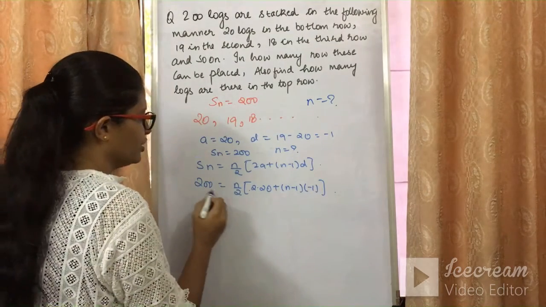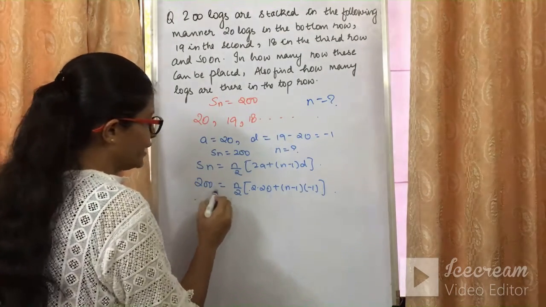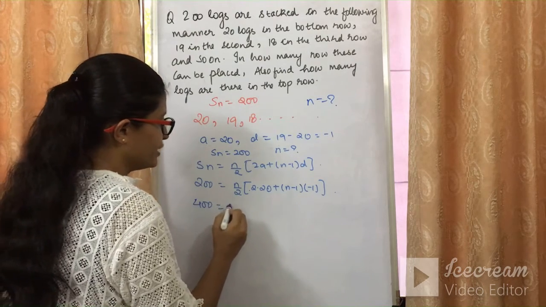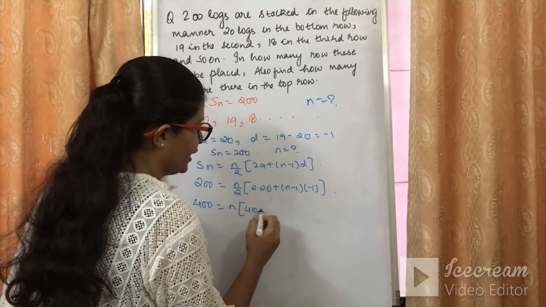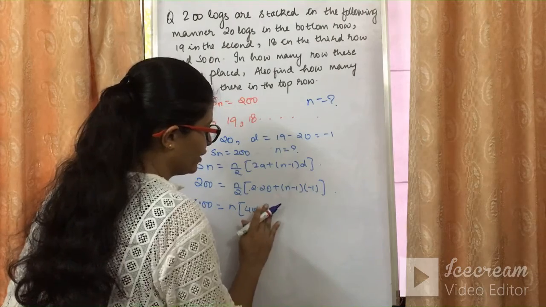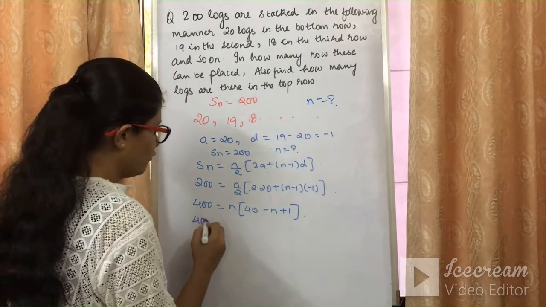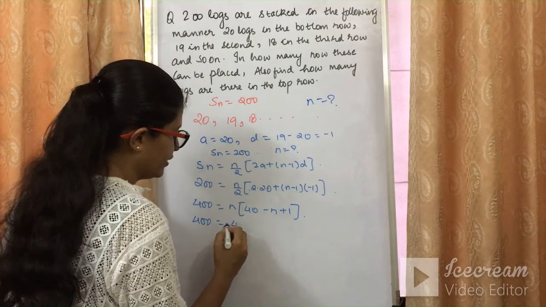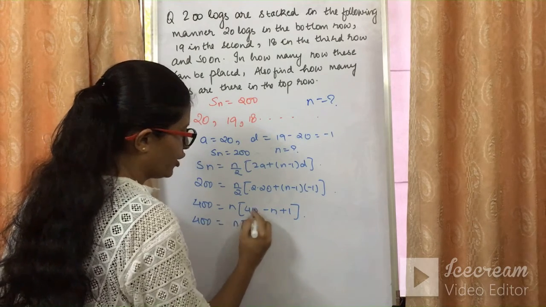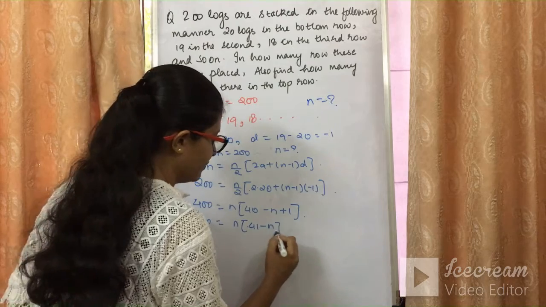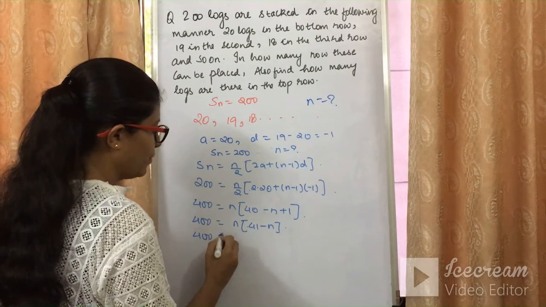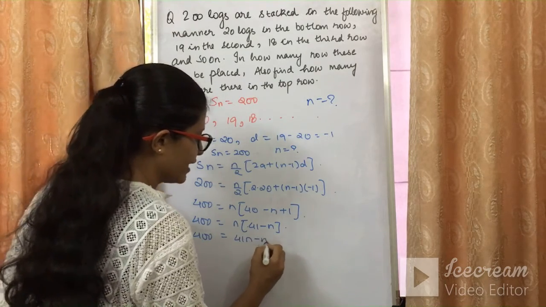By solving the equation, take this 2 here. You will get 200 into 2 will be 400 is equals to N. 2 into 20, 40. Minus 1 into N will give you minus N. Minus into minus plus 1. So it will be 400 is equals to N into 40 plus 1 will be 41 minus N. So if you multiply N inside the bracket, you will get 41N minus N square.